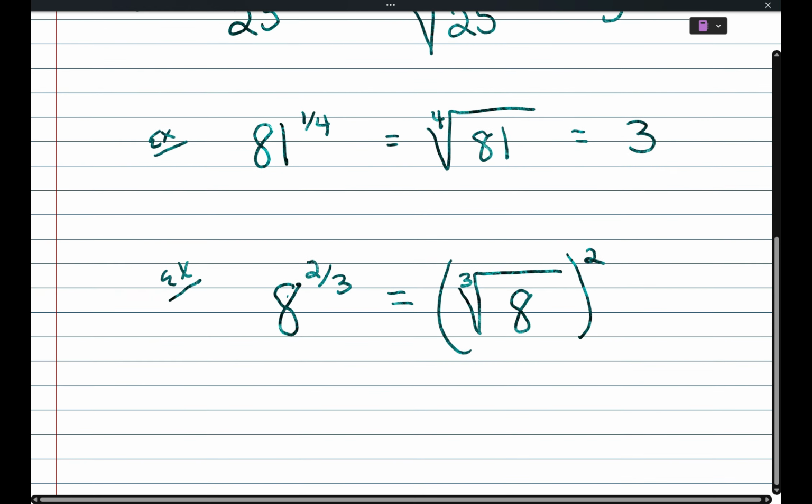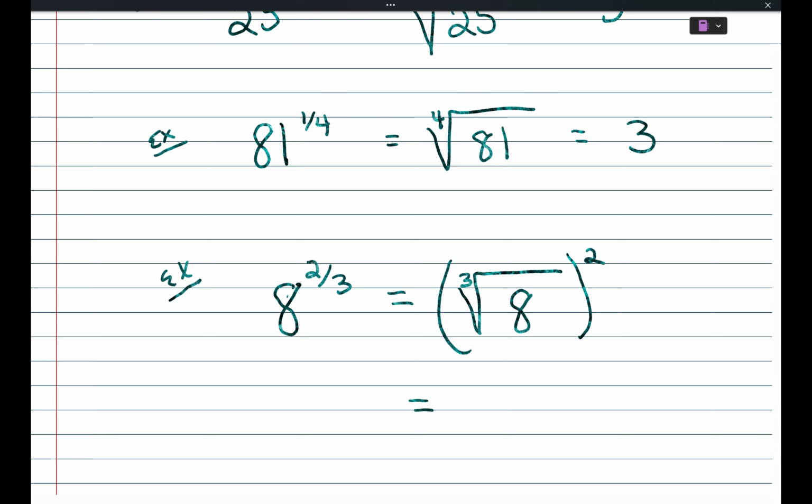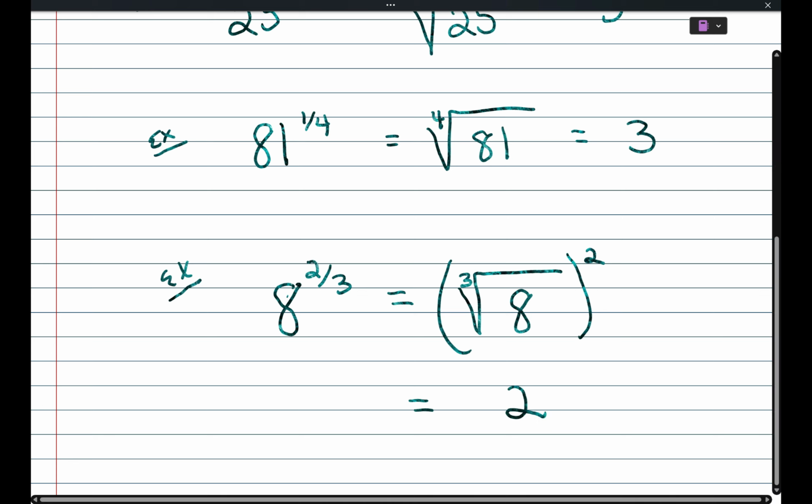So here, what we do is take the cube root of 8, saying what number times itself 3 times makes 8. That would be 2, right? 2 times 2 times 2 makes 8. So that's the cube root of 8, 2. But we still have to raise it to the second power according to what we have up here. So 2 to the second power is 4.